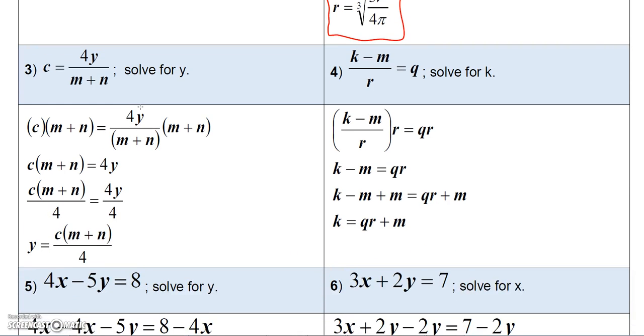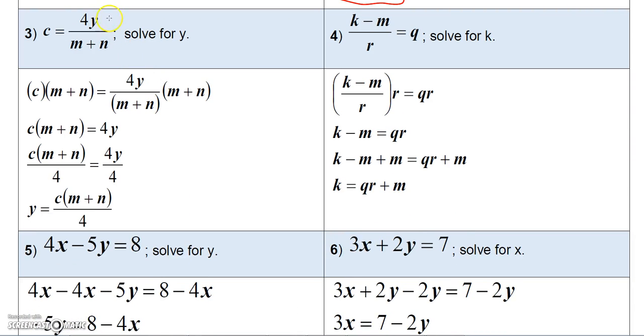Alright, next one. Here we have C equals 4y over m plus n. Solve for y. What I'm going to do first here is get rid of this denominator. To get rid of this m plus n, I can multiply this by m plus n, like I'm going to do here. And when I multiply this fraction by m plus n, then m plus n over m plus n is just 1, and so that'll just leave me the 4y right here.